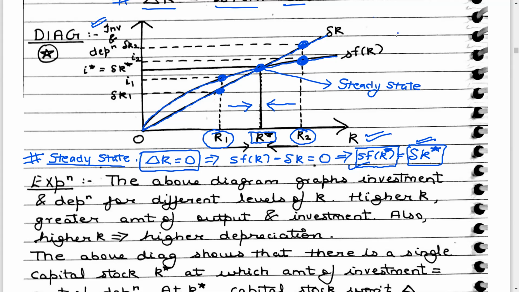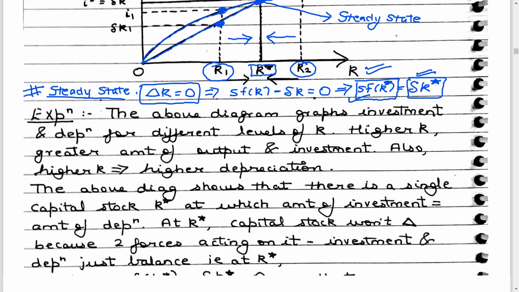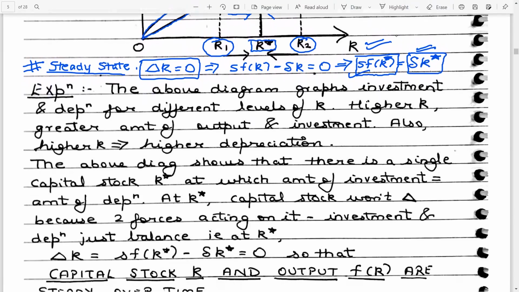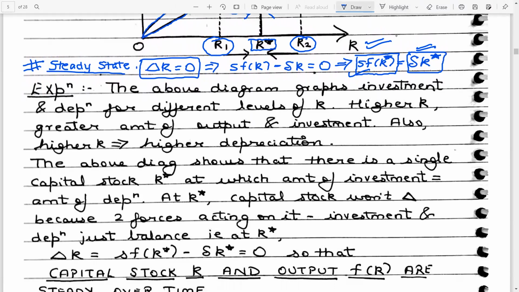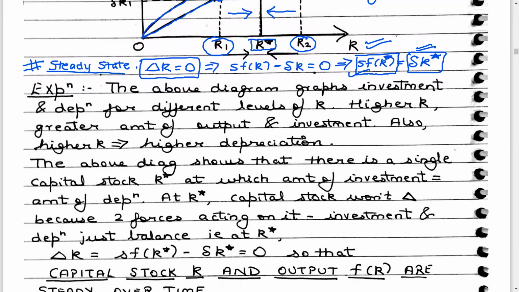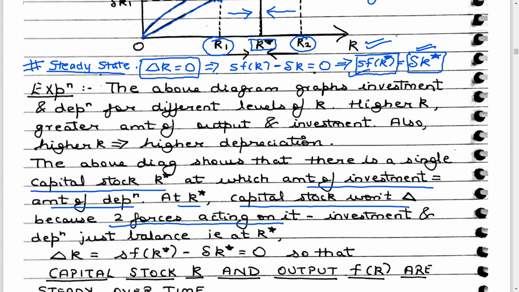So guys, we can quickly give a read to this. Whatever we have spoken, we can quickly look at this once. So the above diagram graphs investment and depreciation for different levels of capital stock per worker. Higher capital stock per worker implies higher output and investment. Higher capital stock per worker also implies higher depreciation. Now, the above diagram shows that there is a single capital stock K star at which investment equals depreciation. At K star, capital stock won't change because the two forces acting on it, investment and depreciation, just balance out.